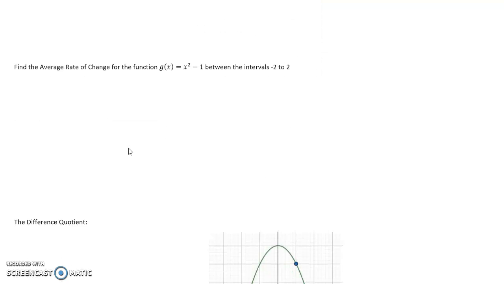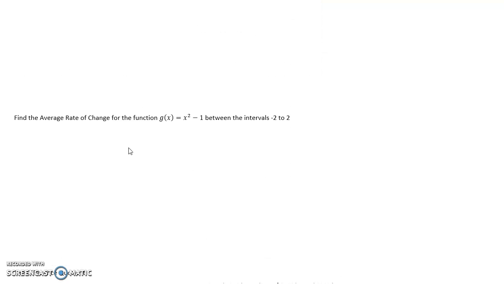So it says, find the average rate of change for the function x squared minus 1 between the intervals -2 to 2. It is a little bit more complicated because they are giving us x values here, but let's just focus on the fact that we'll call -2 point A and we'll call +2 point B. So let's first start by finding what is the f of -2. Well, we plug that into the function, -2 squared minus 1. -2 squared is 4. 4 minus 1 is 3. We're going to do the same thing with +2. 2 squared is 4, minus 1 is 3.